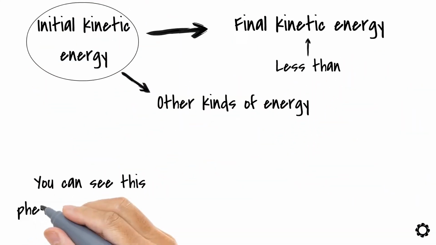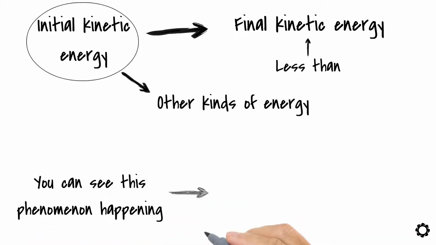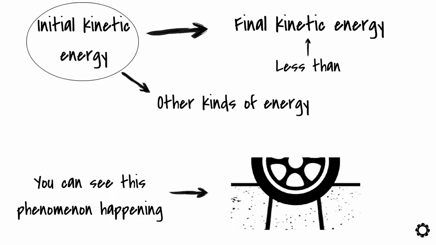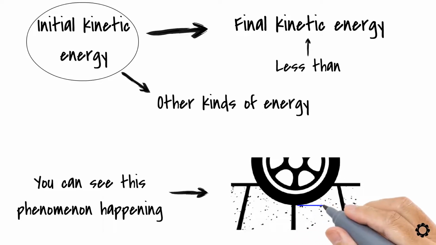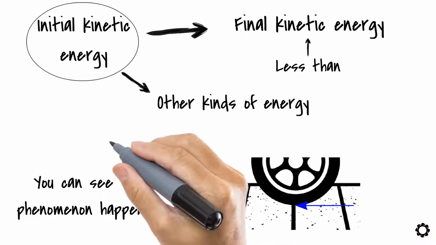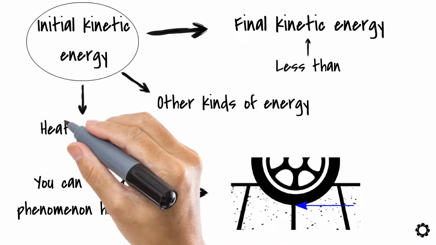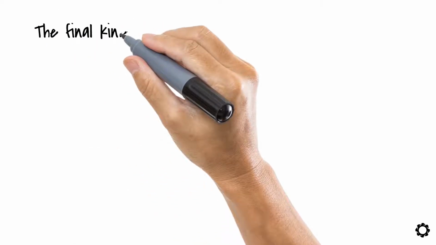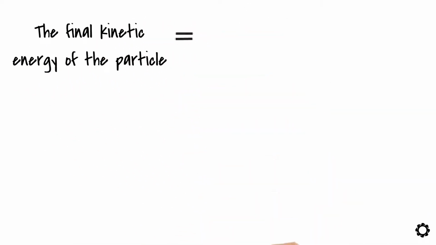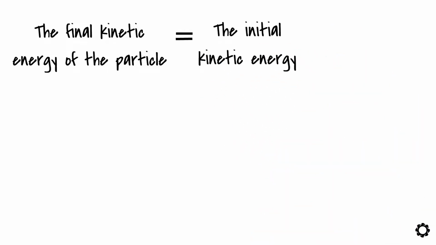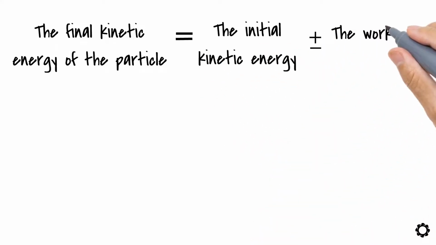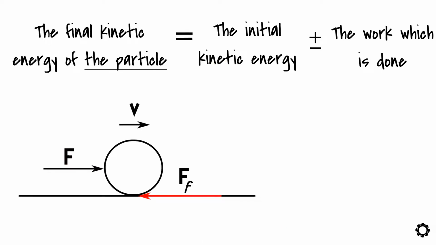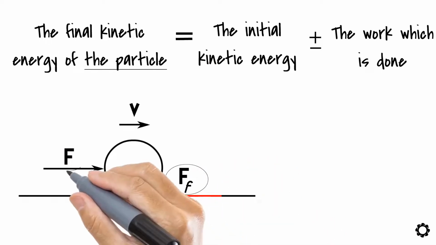You can see this phenomenon happening, for instance, when a rolling wheel, which has some initial kinetic energy, loses its velocity, which is caused by the acting frictional force between the wheel and the ground, which is transforming kinetic energy into heat energy. So as you may have already figured out, the final kinetic energy of the particle is equal to the initial kinetic energy plus or minus the work which is done on the particle by the applied resultant force, depending on whether the applied force is resistive or not.